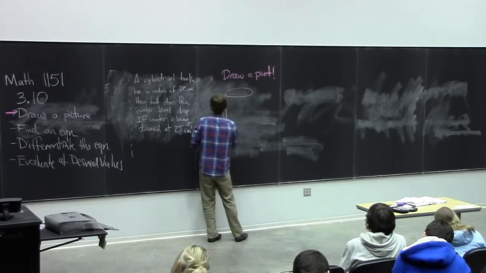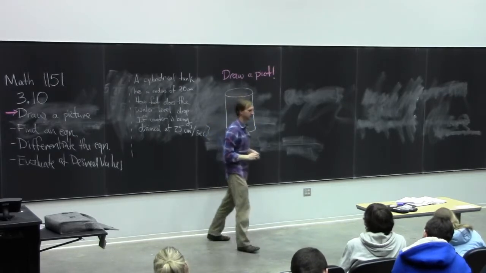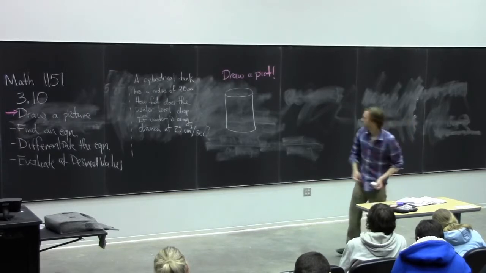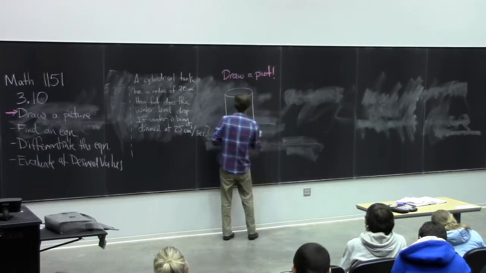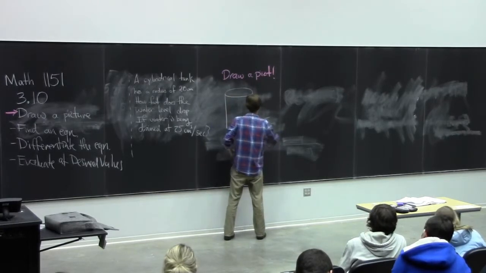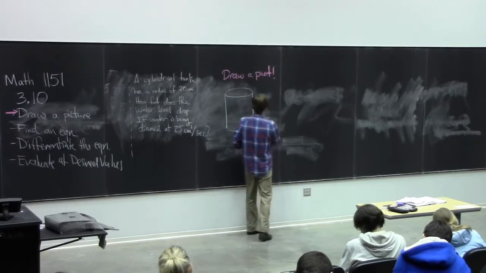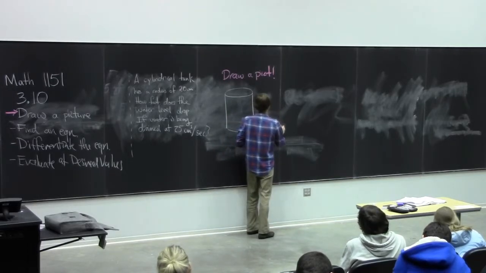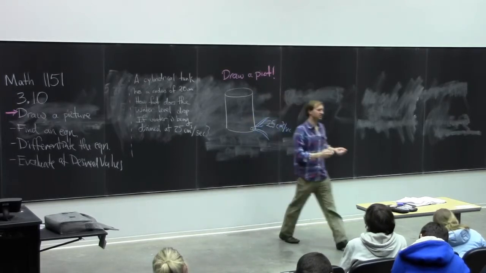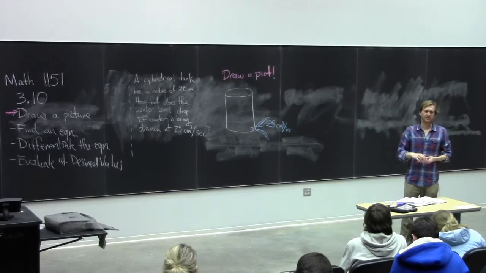So a cylinder looks like this. Here's our cylinder, right? And there's a hole in the bottom of the cylinder. There's the hole, and water is gushing out at 25 centimeters cubed per second.